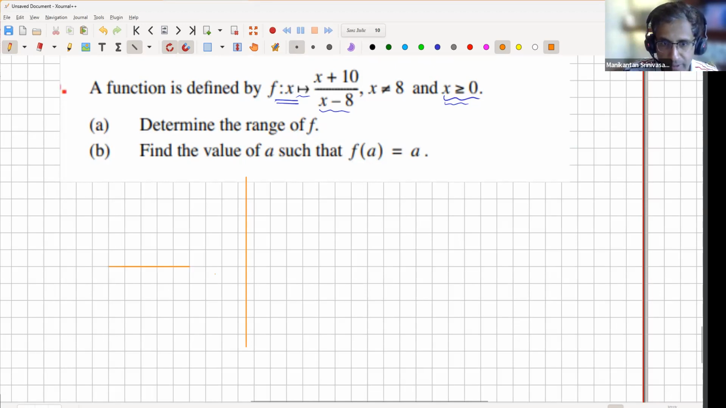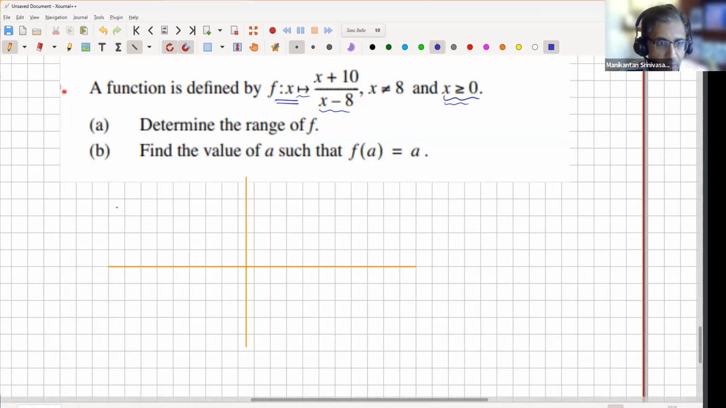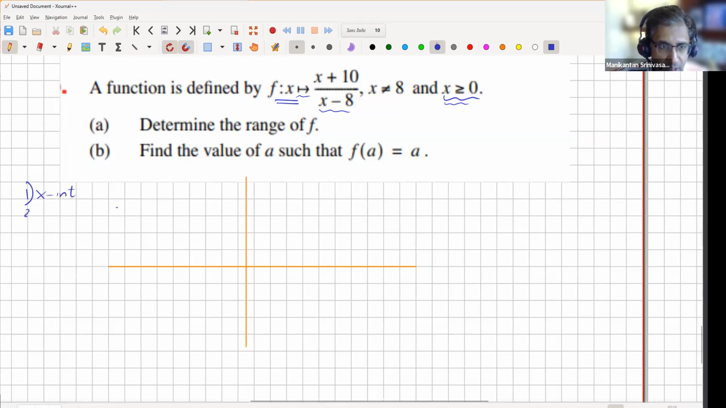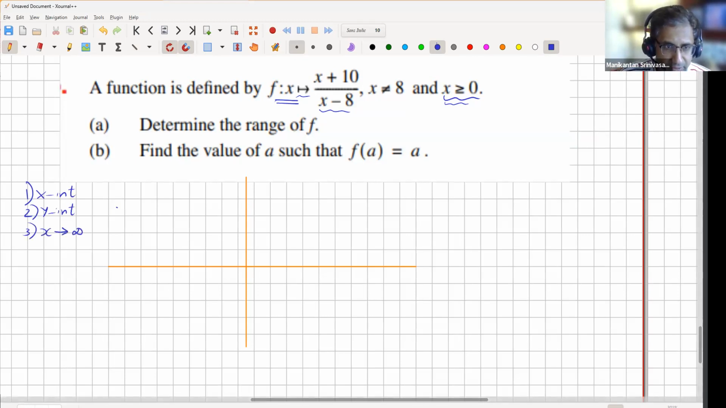Okay, let's try to sketch this function, right? So how do we go about sketching any function? So there are a few things. I'll come to Moksha's point, good point, but I'll come to it. In sketching, the first thing is, what is your x-intercept? What is your y-intercept? And then what happens when x goes to infinity?